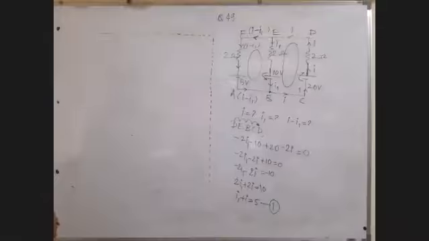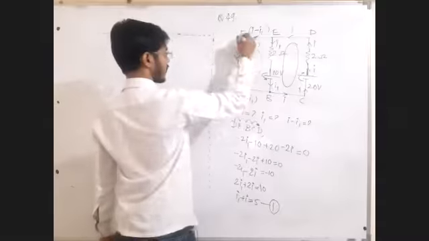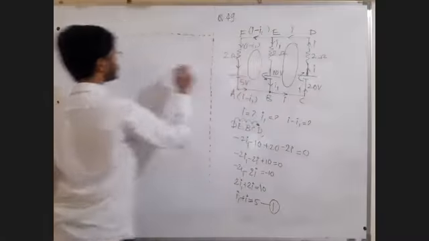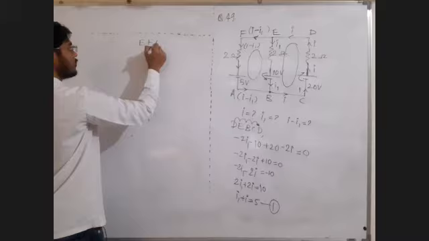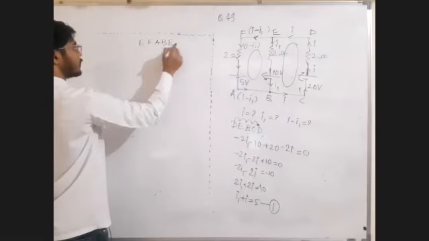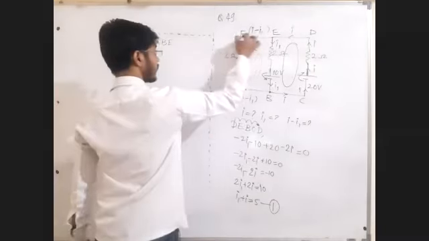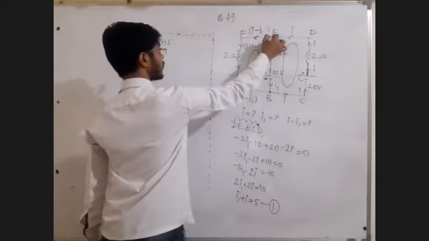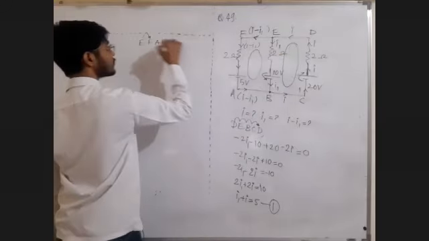Okay, next, the second equation: E, F, A, B, E. E to F, there is nothing.